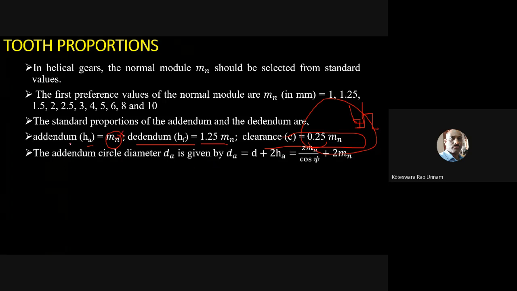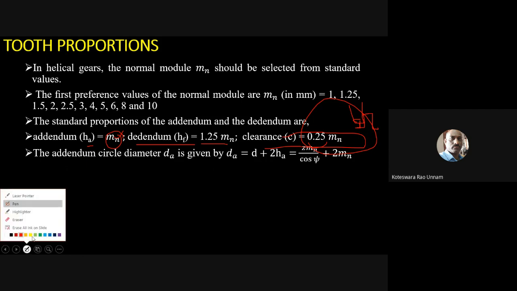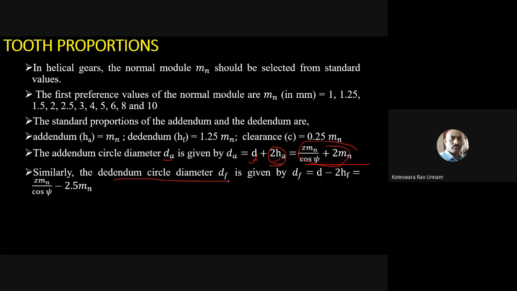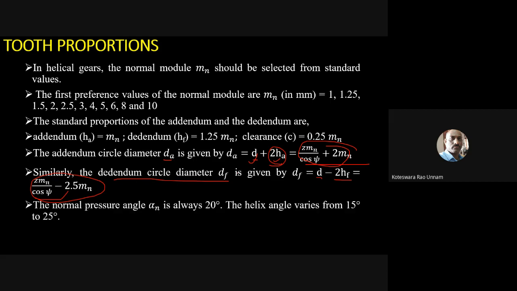Once you know the addendum and dedendum, you can easily calculate the addendum circle diameter as well as the dedendum circle diameter. This is the formula for the addendum circle diameter: it is pitch circle diameter plus 2 times the addendum. If you substitute for D and the addendum, you are going to get the formula for that. Similarly, the dedendum circle diameter is the pitch circle diameter minus 2 times the dedendum. Anyway, these formulas he has given in the data book. No need to remember all these things. Just for academic purposes, I am showing you all these things.